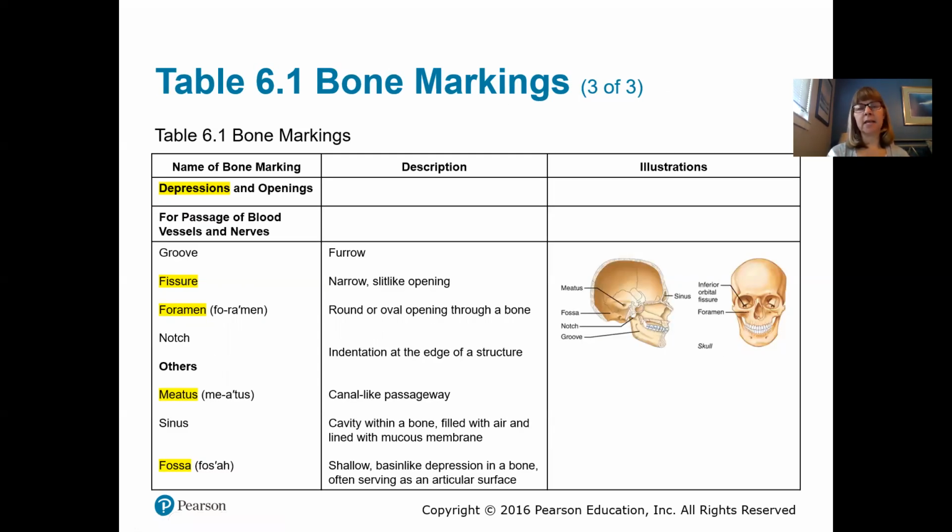All right, so those are definitely important. Study that table, and that will make your life a lot easier when we get to, as I mentioned, the muscles, and also when we get to studying the blood vessels and nerves. So definitely be familiar with that terminology.